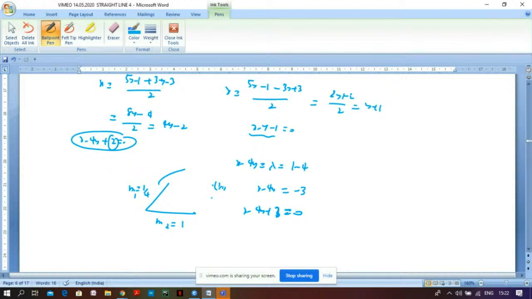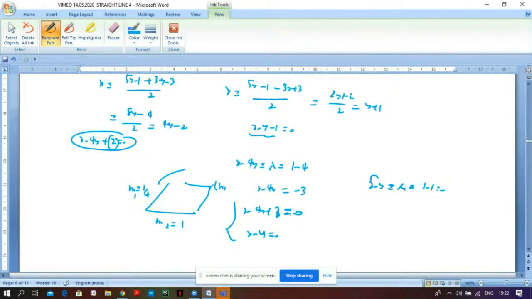That is one line parallel to this one. And the other line, m2 is 1. So I'll get x minus y equal to some mu. And 1, 1 lies on it. So 1 minus 1, that is 0. So x minus y is 0. So you'll get the other line as x minus y is 0. So these are the 2 lines that are parallel to it.